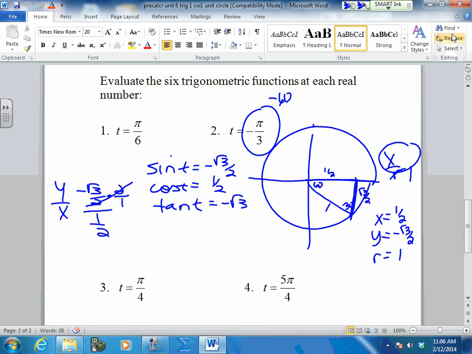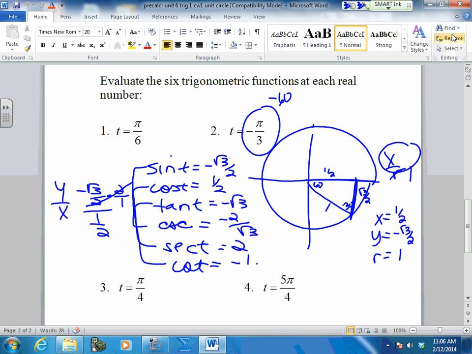Now, my reciprocals. This guy gets the c. Here's my cosecant. Flip this over. Negative 2 over radical 3. My cosine is my secant. Flip this over. Oh, 2 over 1. Cotangent. Flip this over. Oh, negative 1 over radical 3. You just found all 6 trig functions.